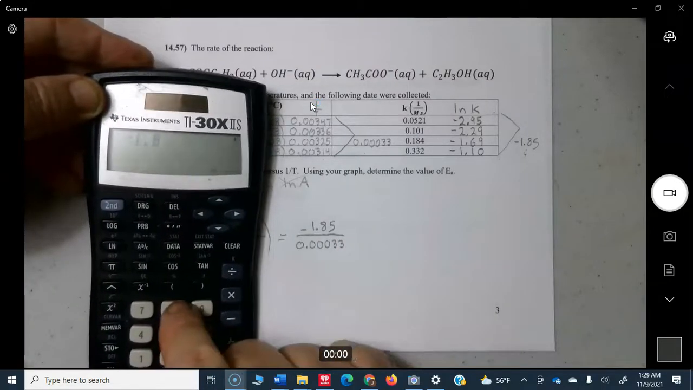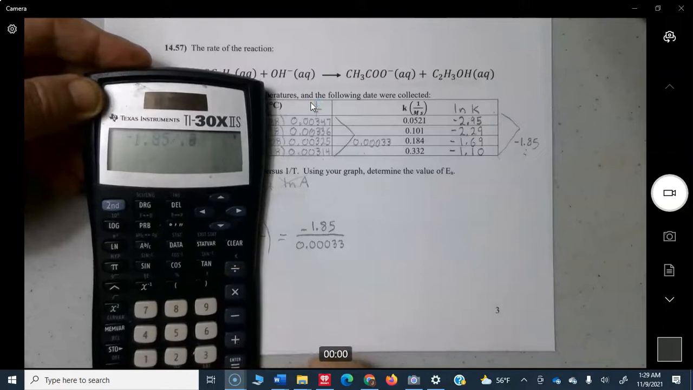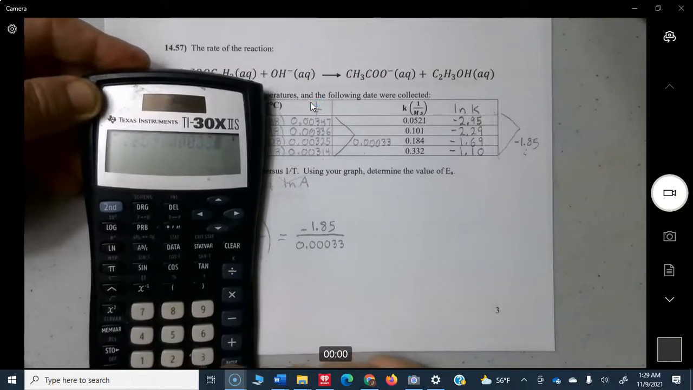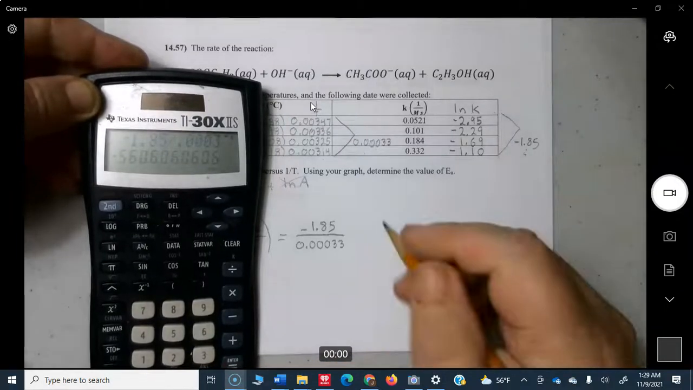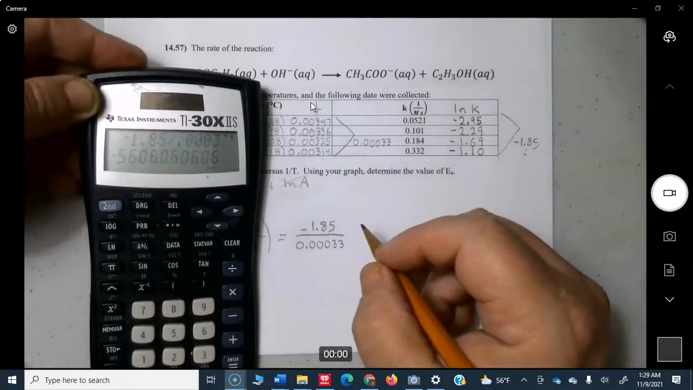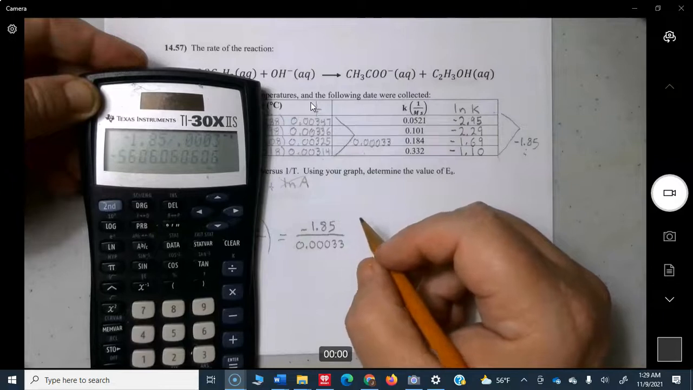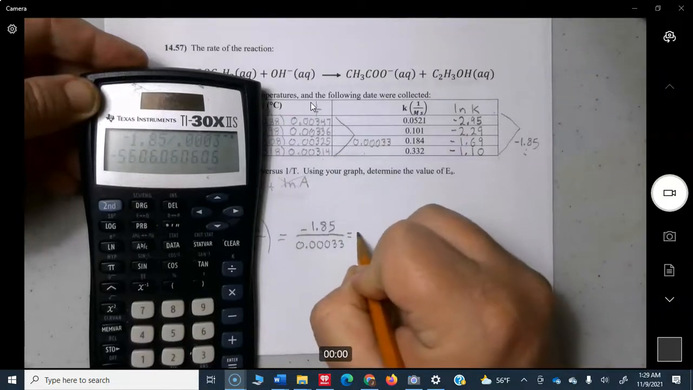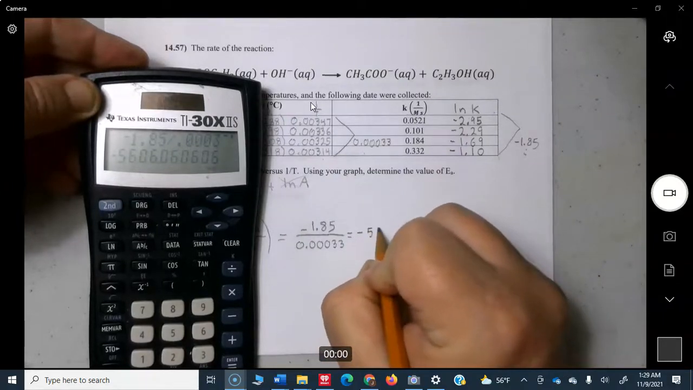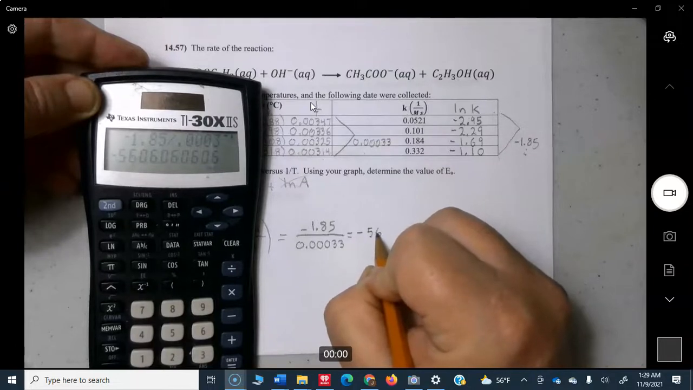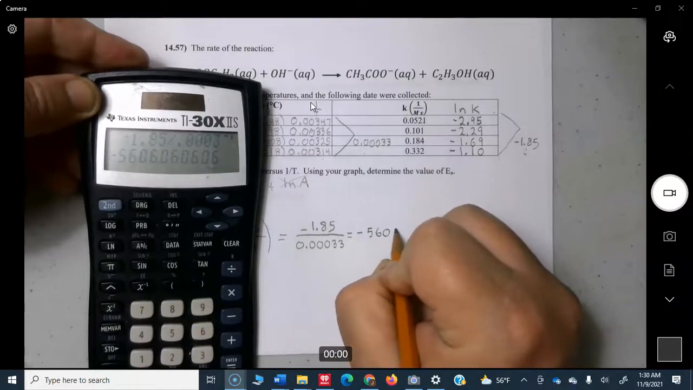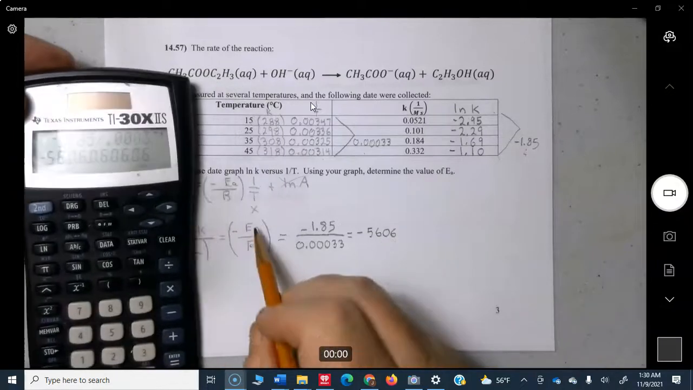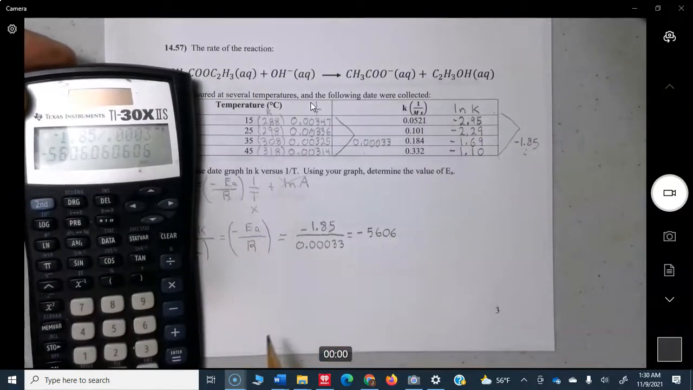Negative 1.85 divided by, and that gives us 5.61 or negative 5,606. I'm not going to do scientific notation here. It'd probably be a good idea. I'm not worried about units of measure. It's simply going to equal this.